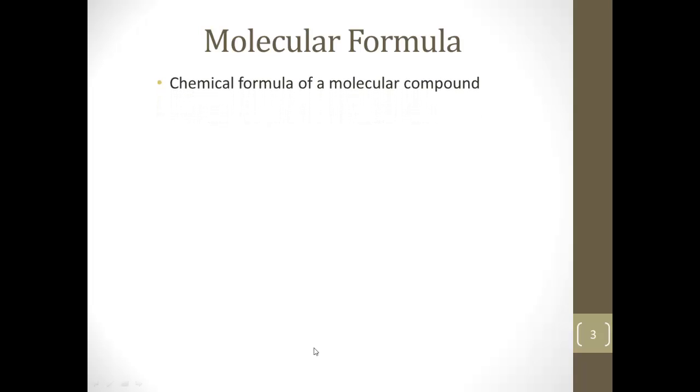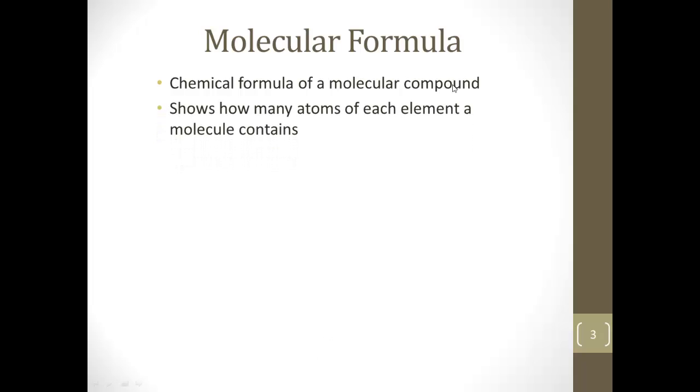All right, so one thing that's going to start to become very important to us are these things known as molecular formulas. That's the chemical formula of a molecular compound, and these show how many atoms of each element a molecule contains. For our most common example, H2O, there's 2 hydrogens, 1 oxygen. Now, we don't write H2O1. Just the fact that there's nothing there other than the O for oxygen means that there's one of them.